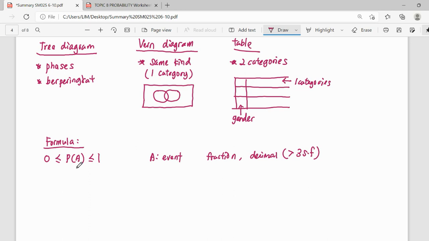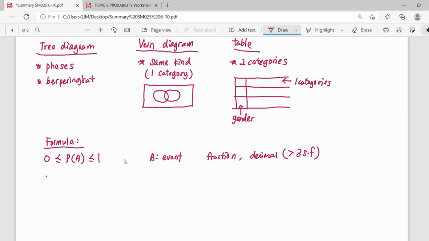So when you calculate your probability and get a negative value, that will be nonsense already. When your probability is more than 1, that will also be nonsense. Then you know you are not answering correctly. So our probability answer in this topic, most of the time, is between 0 and 1.